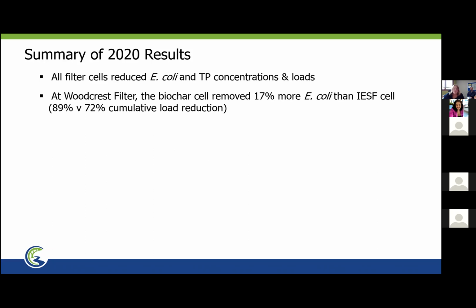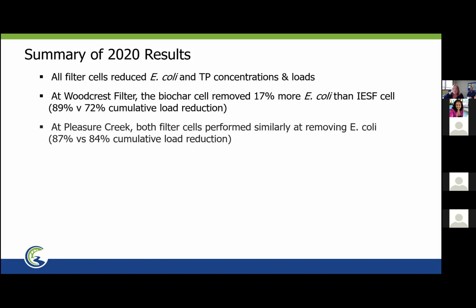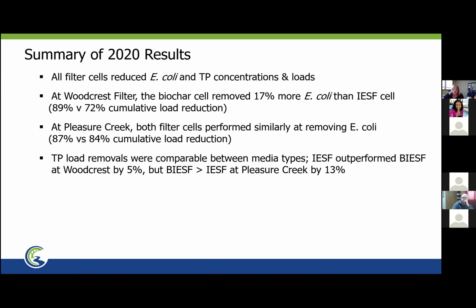It removed 17% more E. coli. Whereas at Pleasure Creek, they performed similarly. The biochar side just had a slight leg up, 3% more. The total phosphorus loads were comparable between the different media types. So we had kind of a split pattern.